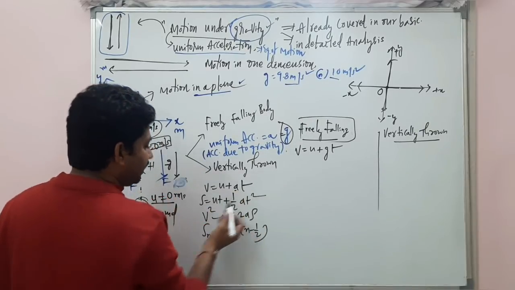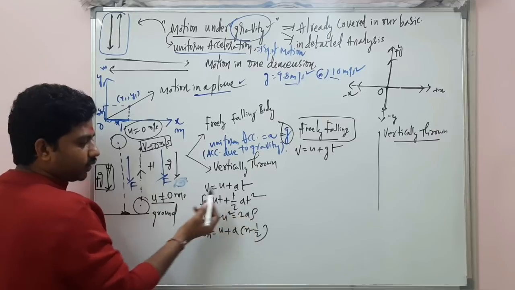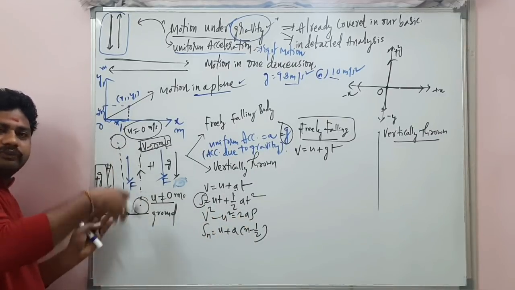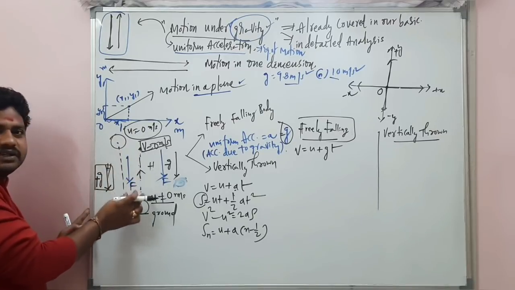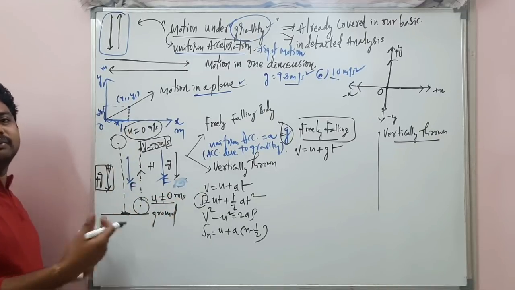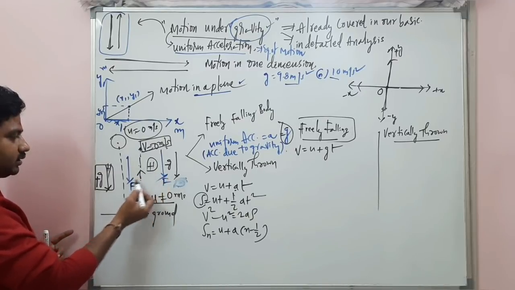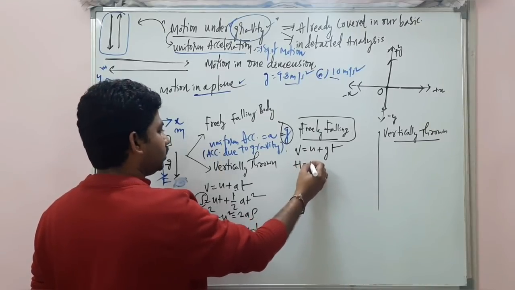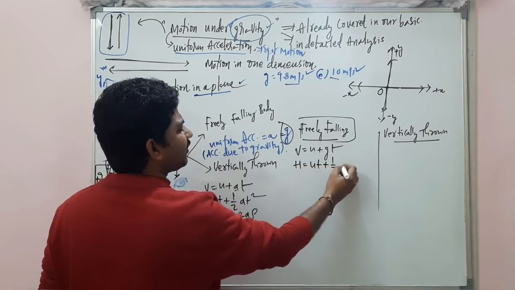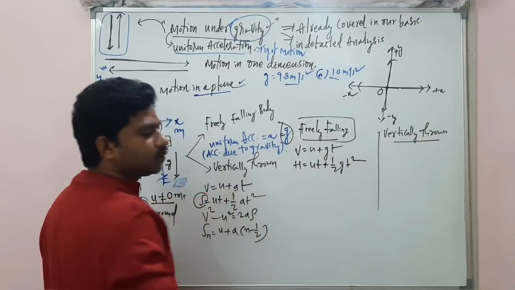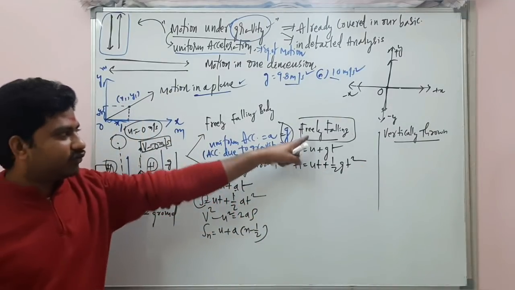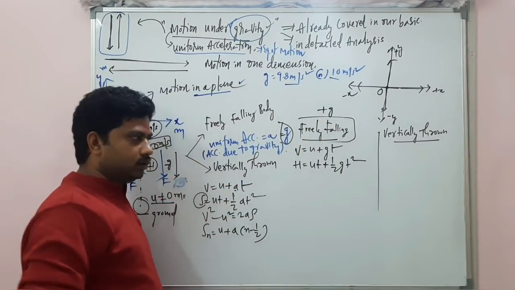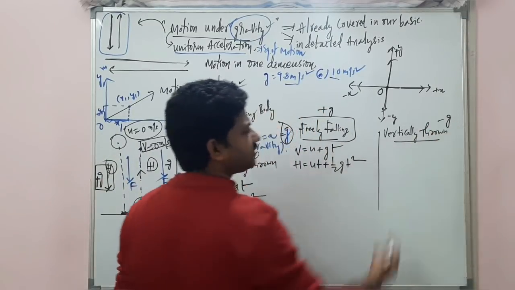And here S is equal to UT plus half AT square. This S is the distance traveled. Whereas in case of a vertically thrown or freely falling body, the body is covering some distance which is equal to the height taken by the body. So that's what I wrote here, H. Right? So S will be replaced with H. H is equal to UT plus half GT square. Here also plus G only I have considered because I am talking about a freely falling body, right? Let me write plus G. Vertically thrown, so minus G we consider.